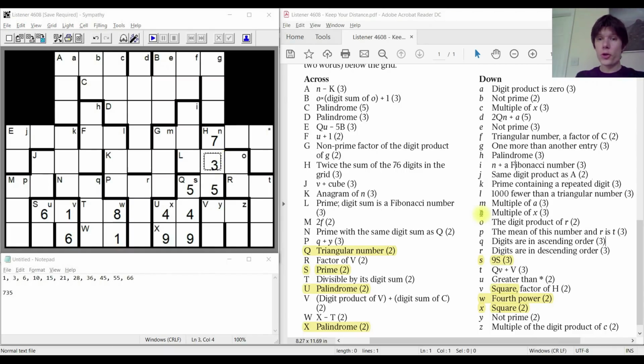So we can cross off the clue for little n because that's a multiple of x. We can't say anything more about that. And now let's jump back to big T across and look at the clue there. The clue is divisible by its digit sum.